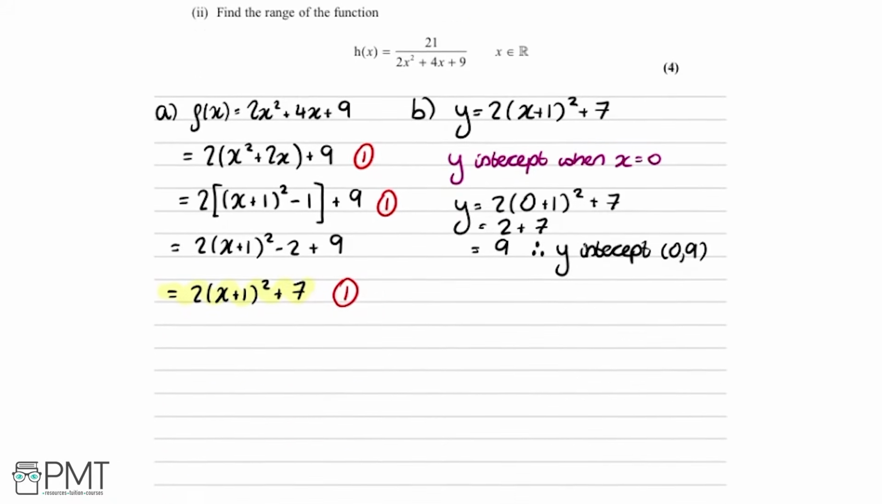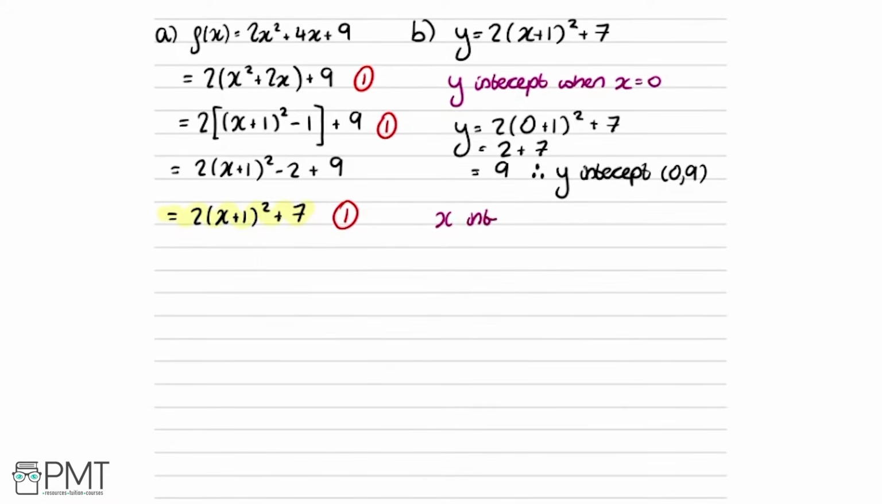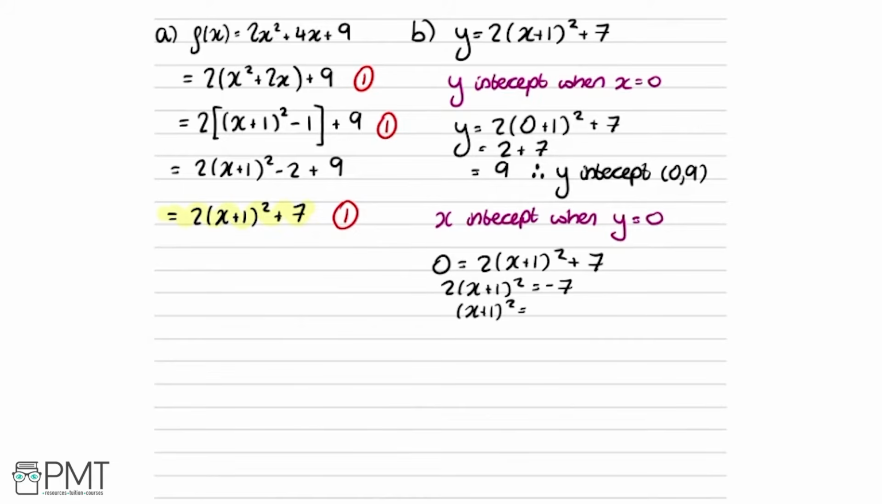So we're going to think about the x-intercept, when y equals 0. So we set y equal to 0, so 0 equals 2 (x plus 1) squared plus 7. Okay, so if we take away 7 from both sides, we've got that 2(x plus 1) squared equals minus 7. So then (x plus 1) squared, dividing both sides by 2, is minus 7 over 2.